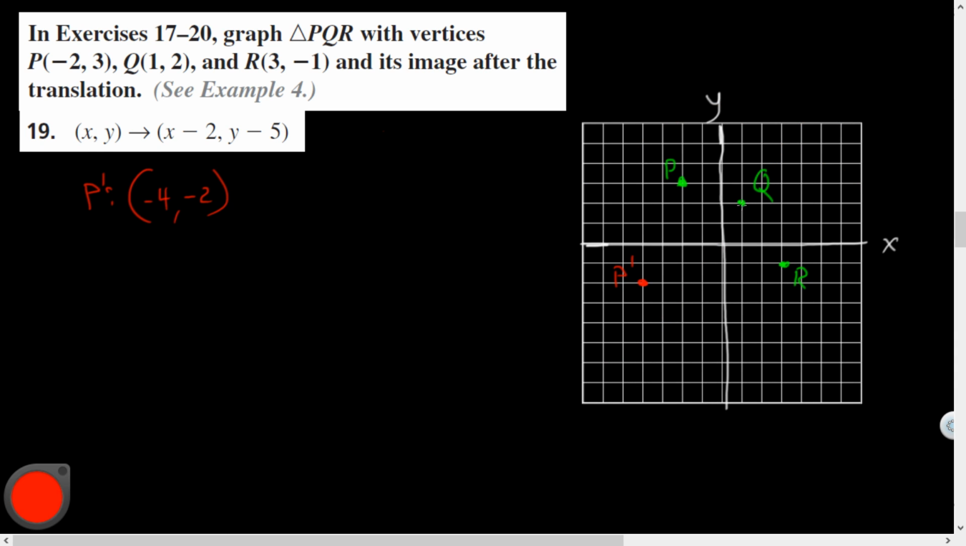So to go from Q, left 2 down 5 right there. There's my Q prime. And then for R, left 2 down 5, R prime. And I'll do one more of these. R prime, if I did 3, negative 1, 3 minus 2 would have been 1, and negative 1 minus 5 would have been negative 6. And is that, in fact, where I landed? Over 1, down 6. Cha-ching.